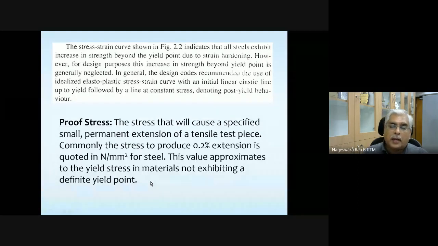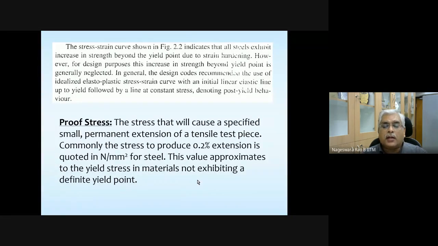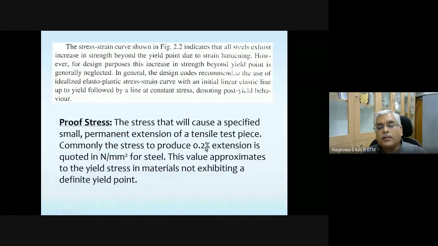So depending on the type of steel, some steels like mild steel will exhibit a definite yield point, whereas high strength steels will not exhibit any definite yield point. In such cases, to get the yield stress value, we need to use this one. That is the stress which corresponds to 0.2% extension, that is taken as yield stress.